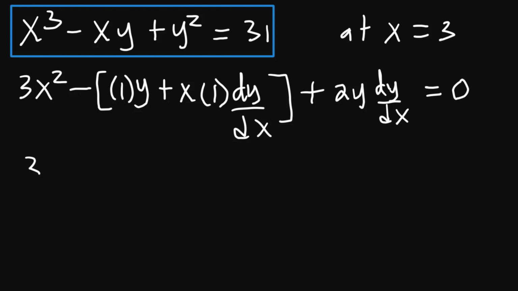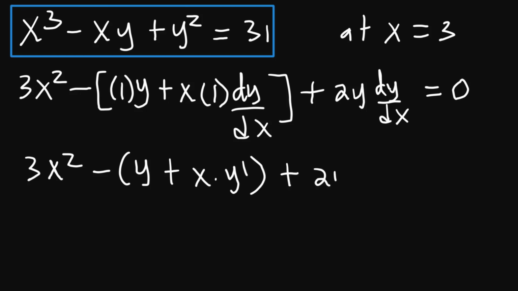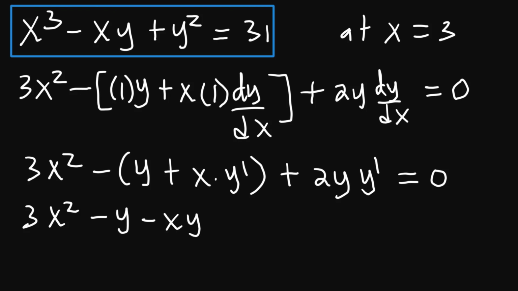This will give us 3x to the power of 2 minus y plus x times, now dy divided by dx is the same as y prime, and then plus 2y times y prime, equaling to 0. This will give us 3x to the power of 2. If we distribute the negative, we shall have negative y minus x y prime, and then plus 2y times y prime, equaling to 0. Now at this point, let's plug in the values of x and y.